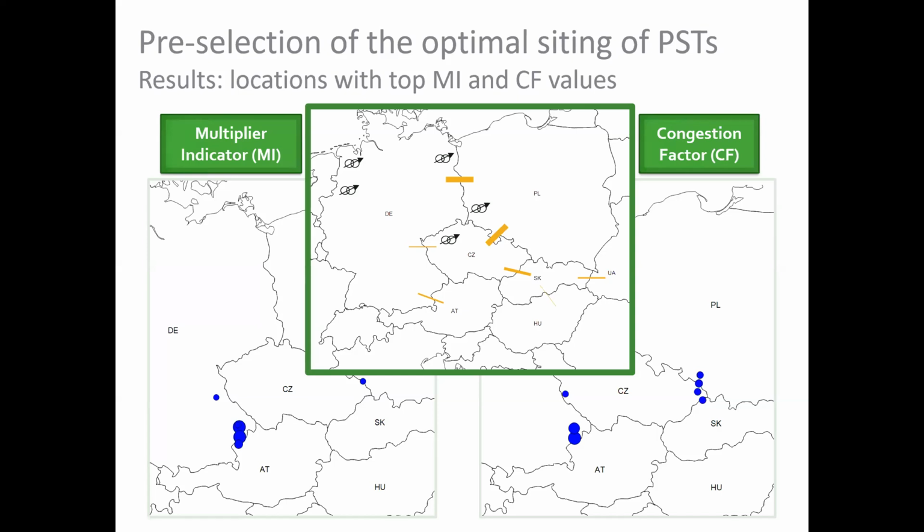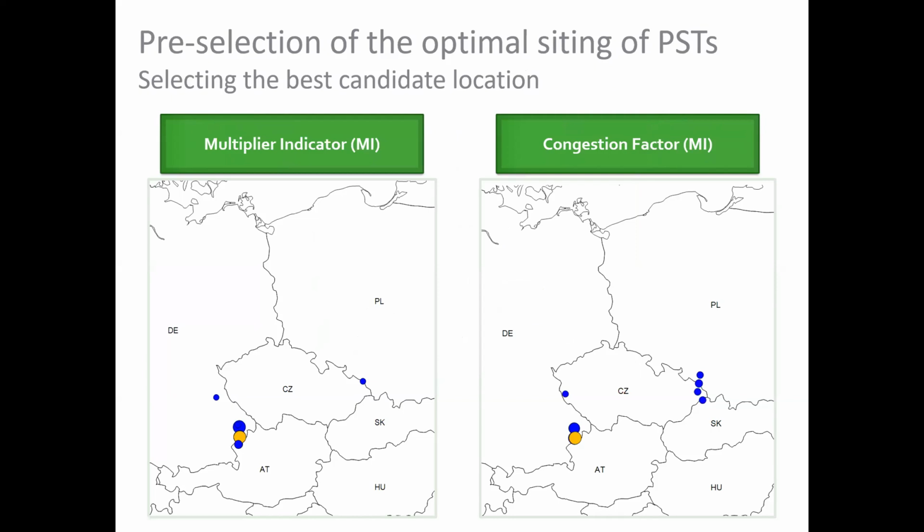So the next slide, as a test of the methodology, we put the new PST in the location with the highest MI and CF values. And next slide, please.